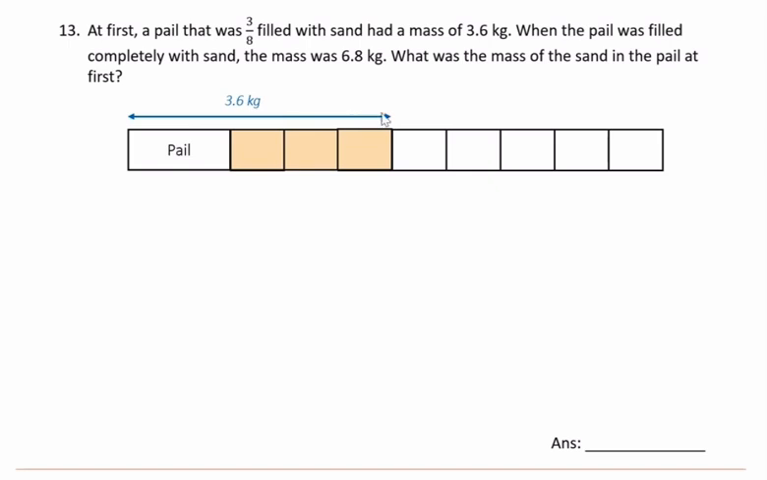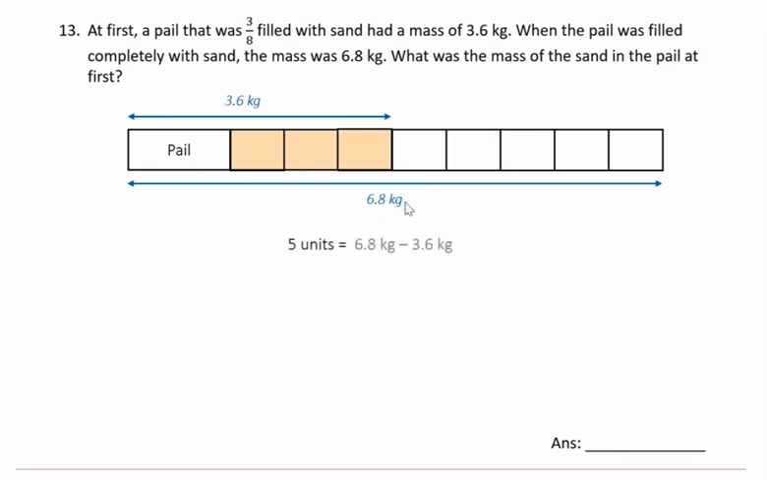This will be 3.6. But remember, when the pail was filled completely with sand, imagine it to be fully filled. The mass will be 6.8. So now you can see there's a difference over there. The number of units over here is the difference. You can count from here, it's actually 5 units. So 5 units is a value of what? We take 6.8 minus 3.6, 3.2.